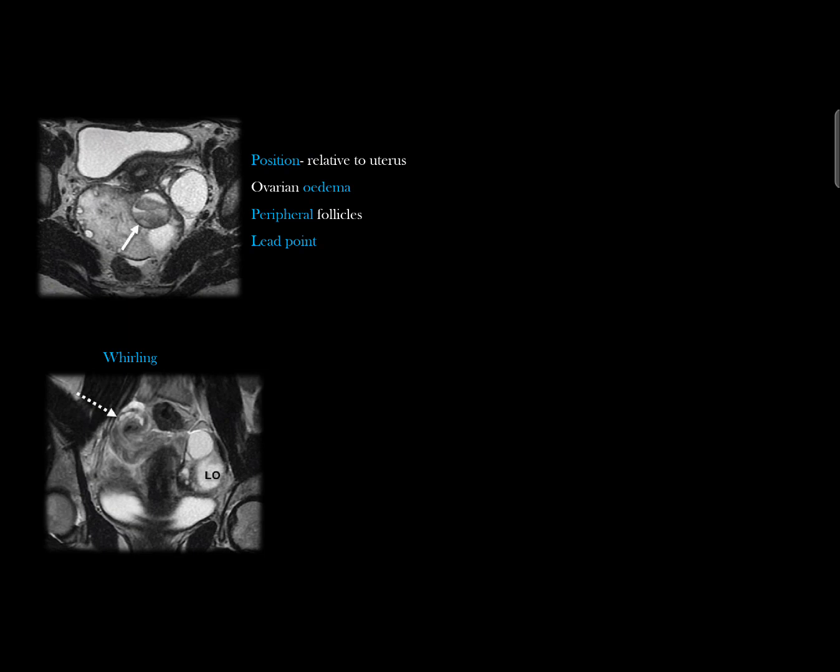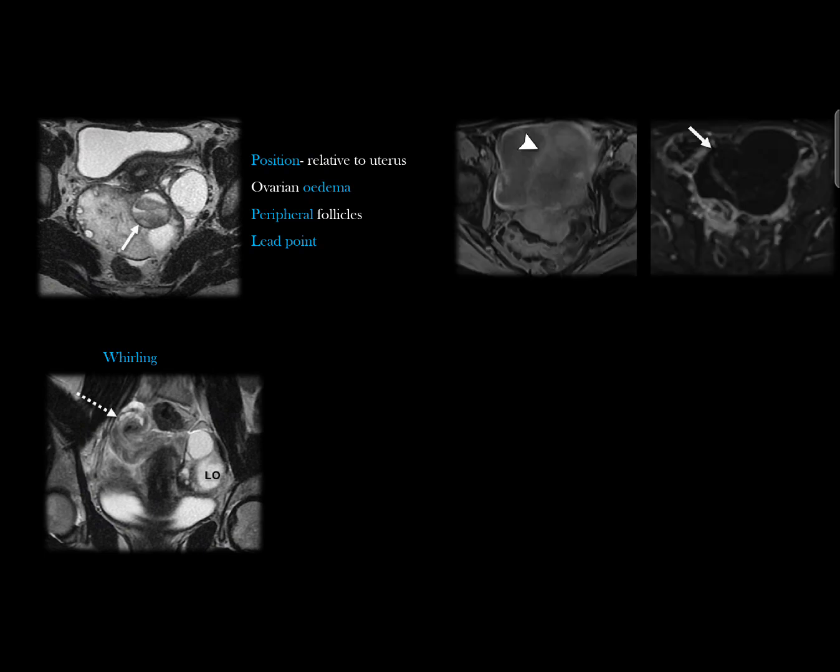We should look out for the whirling in the various sections, the sagittal, axial, coronal, and try to demonstrate it. The presence of whirling is considered to be highly specific for the diagnosis of an ovarian torsion or an adnexal torsion.